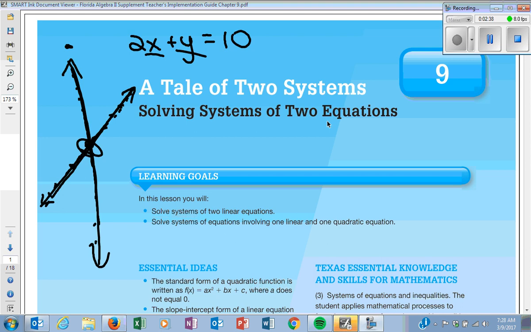But what if I said x is 3? 3 times 2 is 6 plus what is 10? Do you guys get where I'm getting these ordered pairs? So as my x changes, my y changes. You with me?